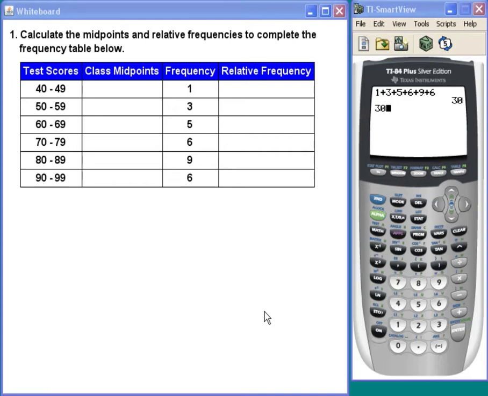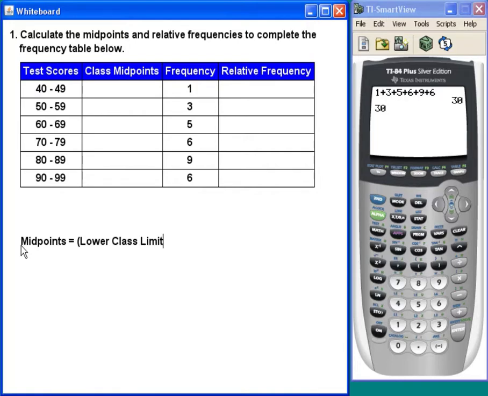Calculate the midpoints and relative frequencies to complete the frequency table below. All right, well, just as a reminder here, midpoints we can calculate by taking the lower class limit, add that to the upper class limit, and divide by 2. So we're basically just taking the average of the class limits.